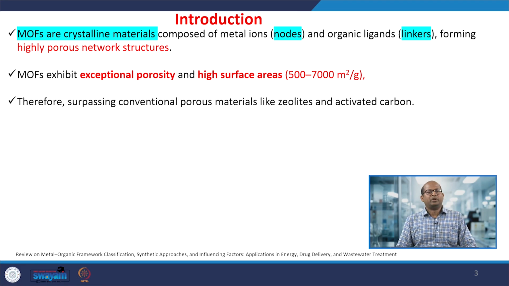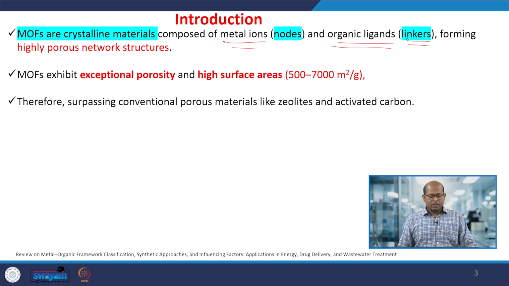MOF type of materials are crystalline materials consisting of specific metal ions, depending upon the precursors we start with. Whether it is nickel, copper or iron, the initial precursors are nitrates or chlorides, which are inorganic materials. With that, we use organic compounds as linkers to develop these highly porous crystalline metal organic framework type of materials.